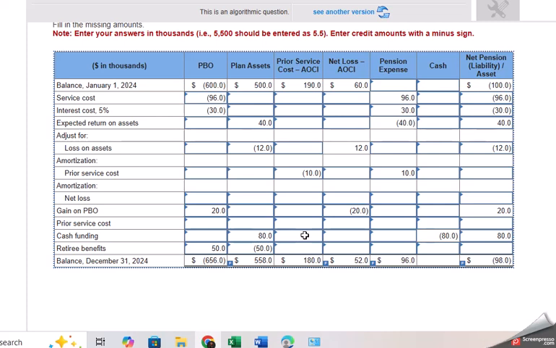Then we fund it, so our plan asset goes up, and then our cash goes down, and then our pension liability goes down, again, because we put money in there. And then we pay out our retirees, so the obligation goes down, and our plan assets go down.